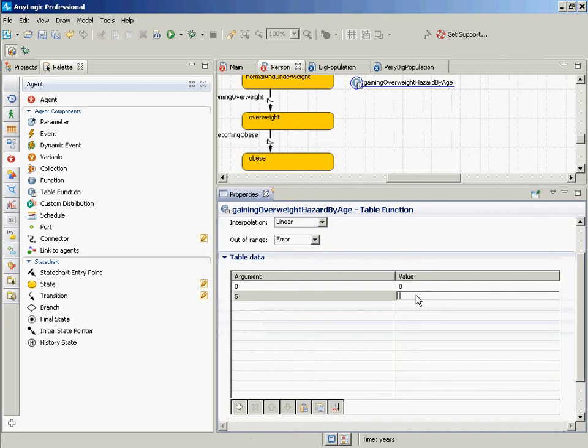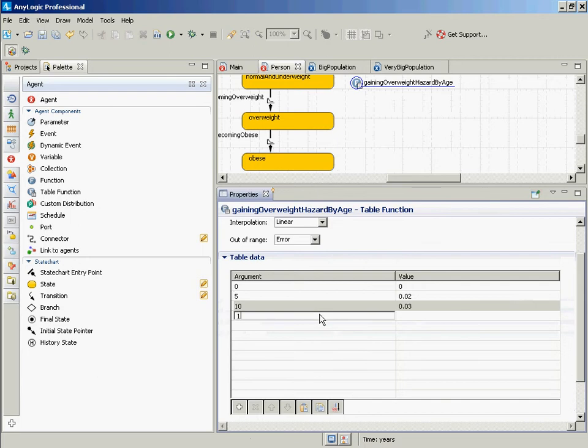We're going to talk about the shortcomings of hard coding this in just a minute, but we're going to reflect on it. So maybe at age 5, I don't know, there's a 2% chance per year on average of gaining weight. Maybe for age 10, a 3% chance per year. By maybe age 20, these don't have to be evenly spaced, maybe we make it 0.025. You don't have to copy my exact values.